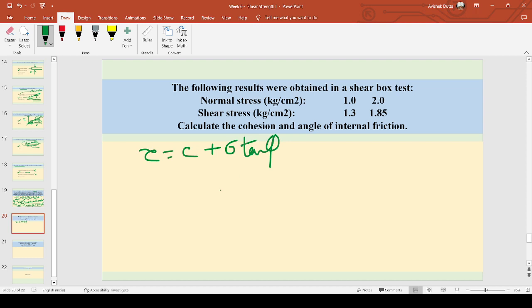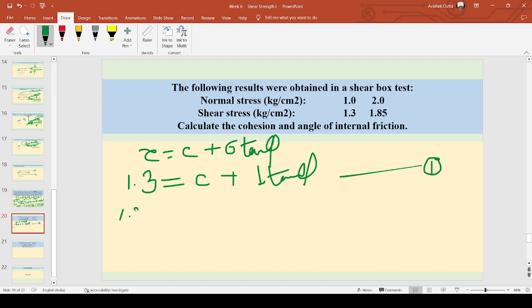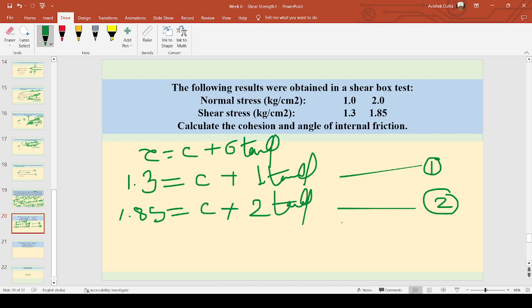So we get two equations and we'll have two unknowns. The first equation: shear stress is 1.3, that is 1.3 equals C plus normal stress 1 times tan phi. That is equation 1. Then 1.85 equals C plus, in this case the normal stress is 2, 2 tan phi. This is equation 2. Two equations, two unknowns, we can solve this simultaneously.